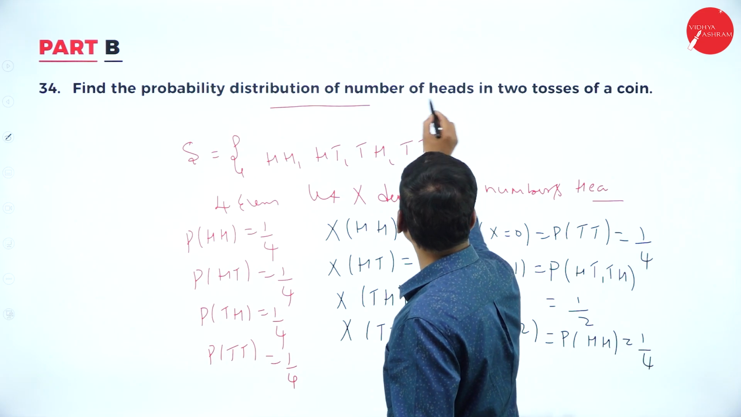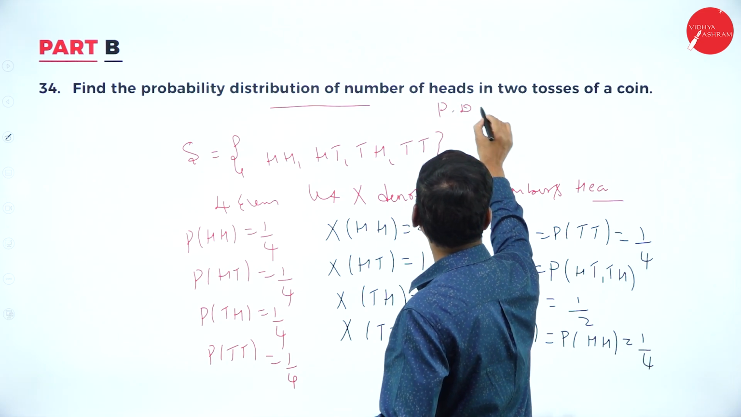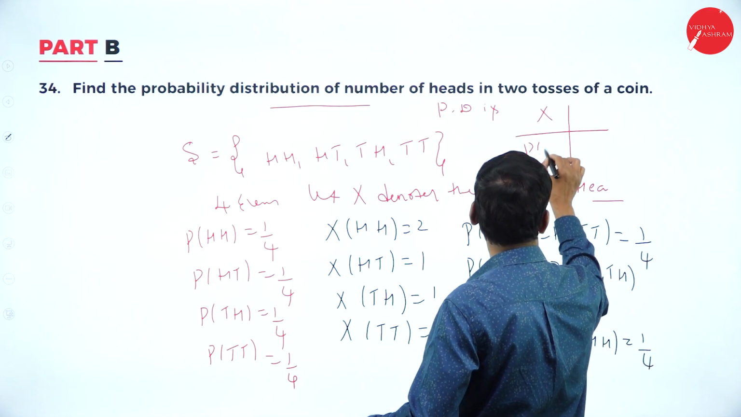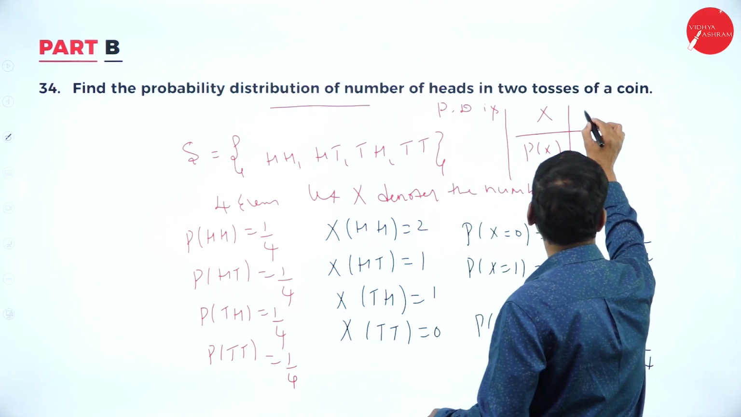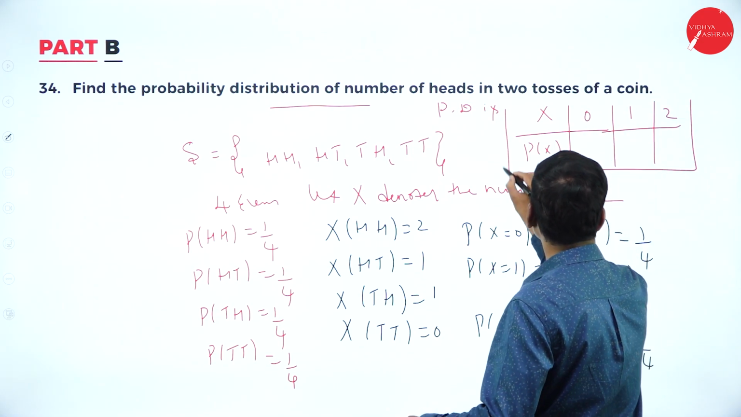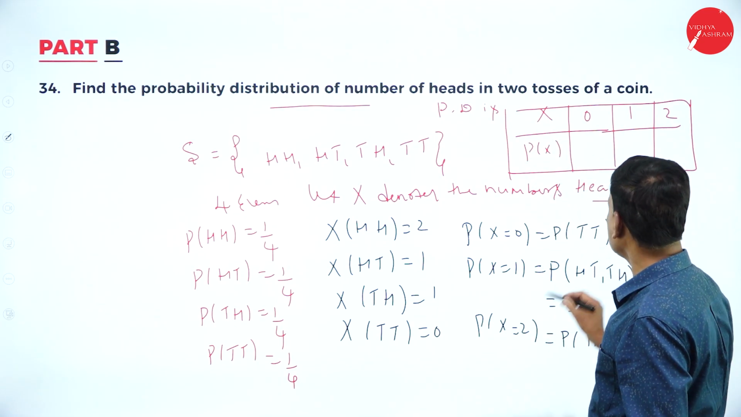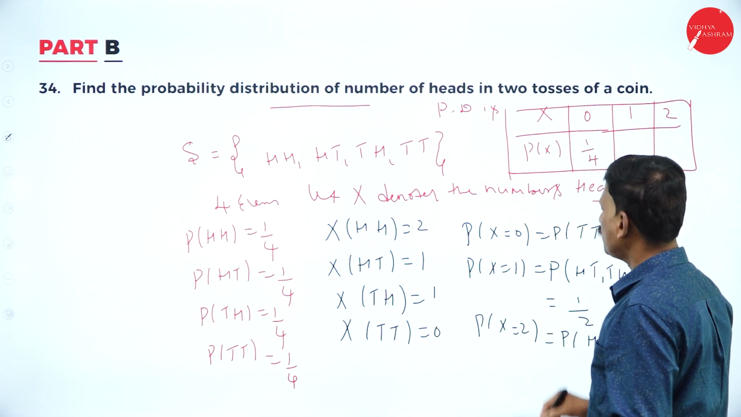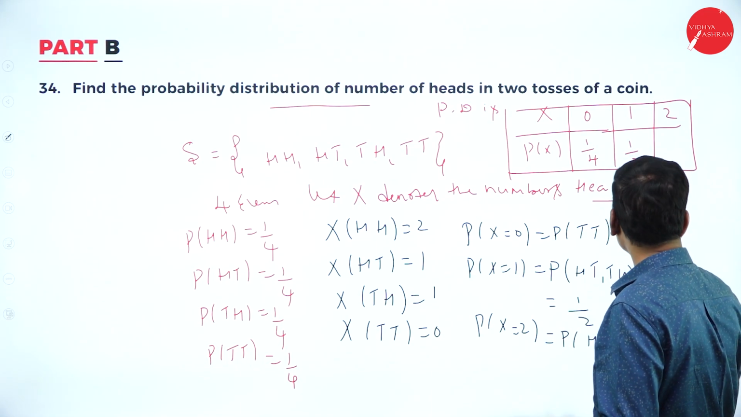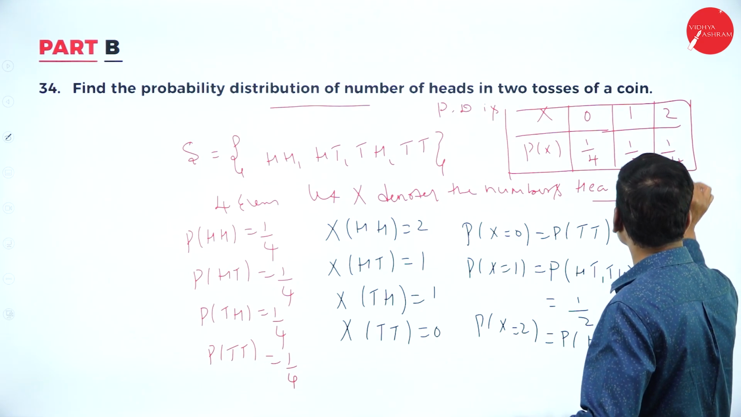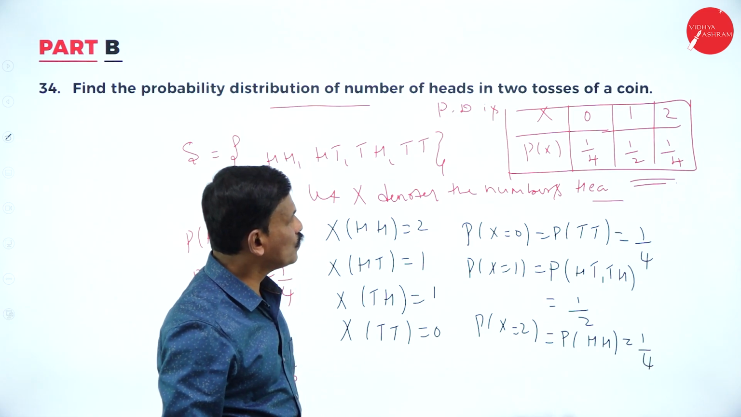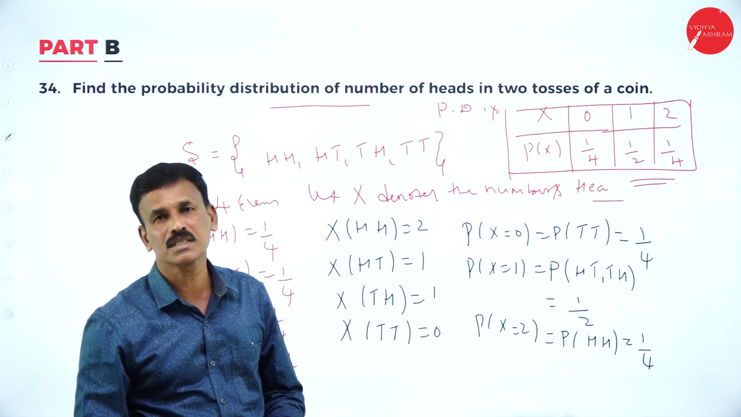Now therefore the probability distribution is, I'll write X and P of X. When X is 0, it is 1 by 4. When X is 1, it is 1 by 2. When X is 2, it is 1 by 4. This is the probability distribution. That's it. Hope you followed.